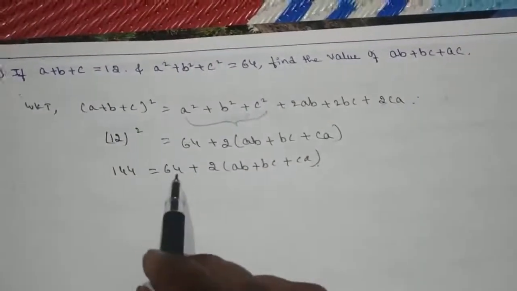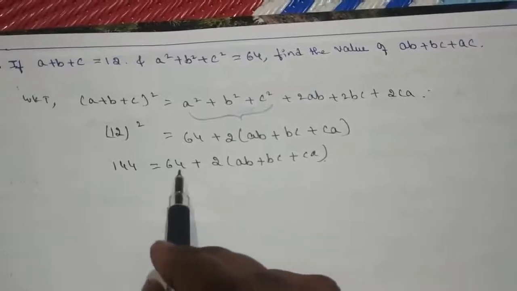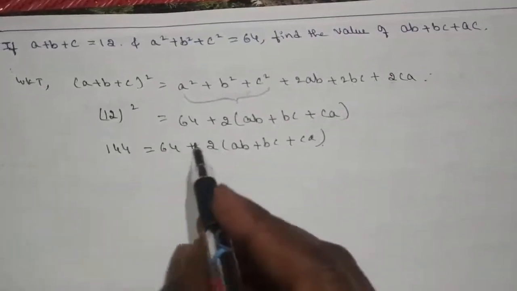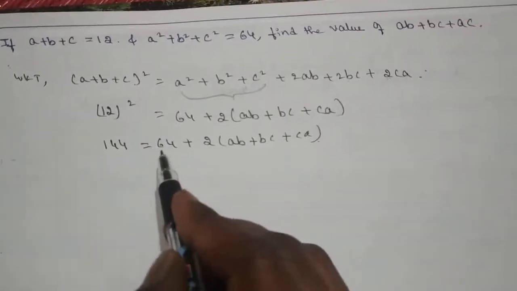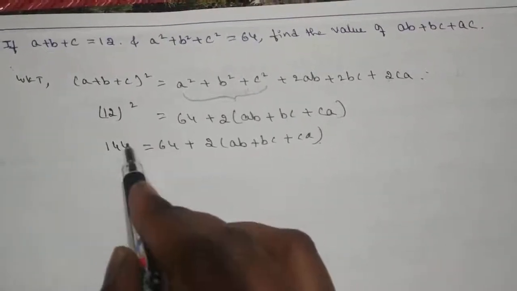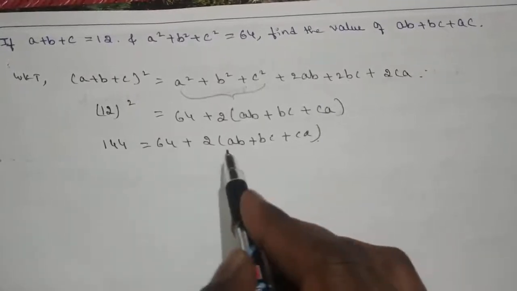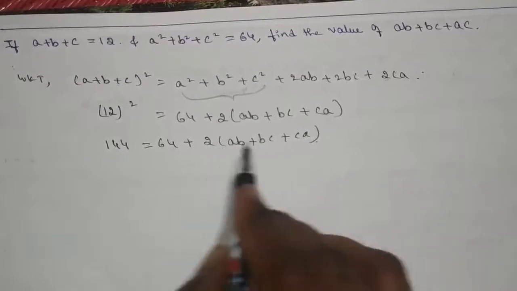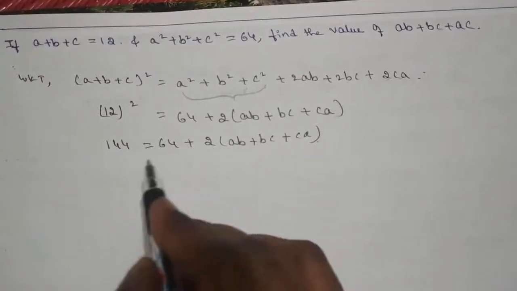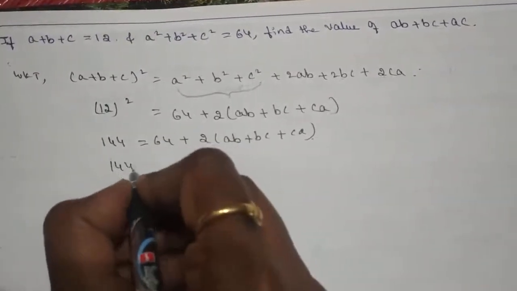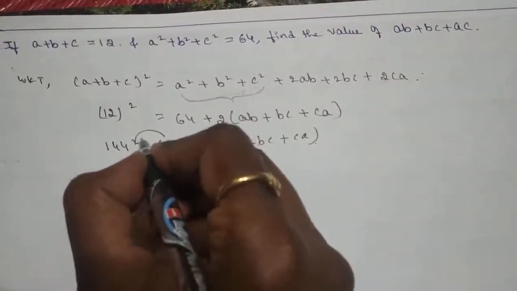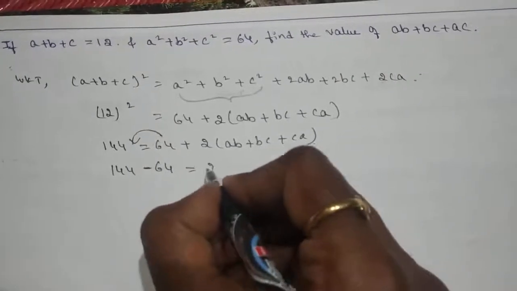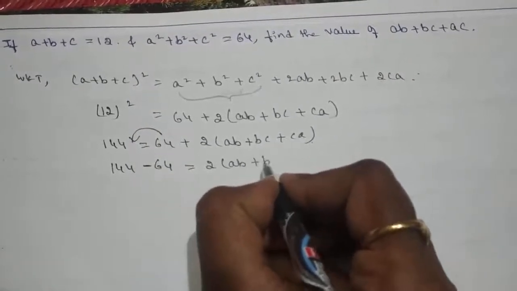Most of the children will solve these two, children: 64 plus 2. We should not do it, because according to transposing, first we need to transpose the constants. Clear? I mean addition. Then we'll go for multiplication. The 2 along with the variable is under multiplication. We should not do it. First we'll remove the addition. 144, transposing 64 to the other side becomes minus 64, is equal to 2 into (ab plus bc plus ca).